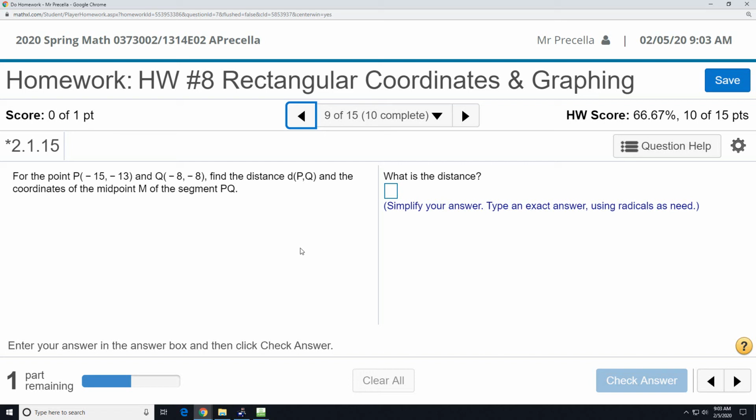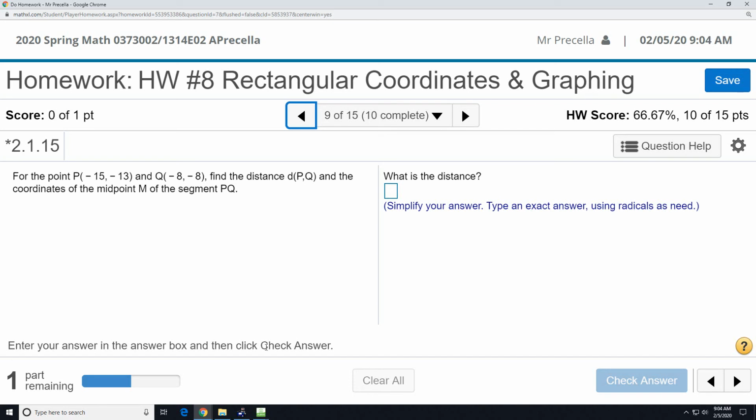-15, -13. And I'll write out the Q, -8, -8. Same instructions. Find the distance, find the midpoint. Okay.